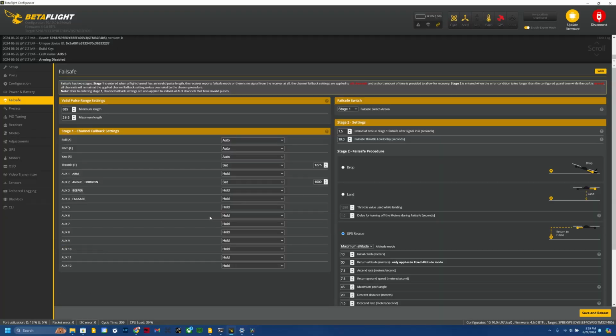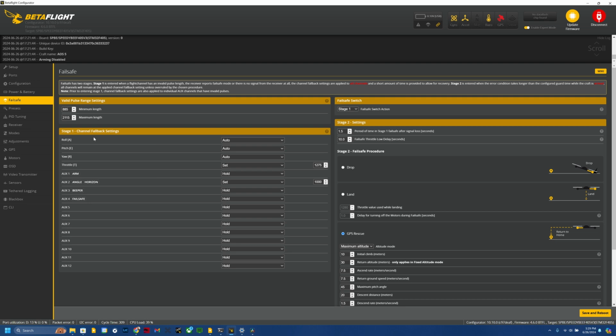Okay, over in Betaflight on the failsafe tab, there are a number of things that we need to set up. First, in stage 1, I've set my throttle and also a value for my angle mode, in that the rescue will use angle mode to fly back.